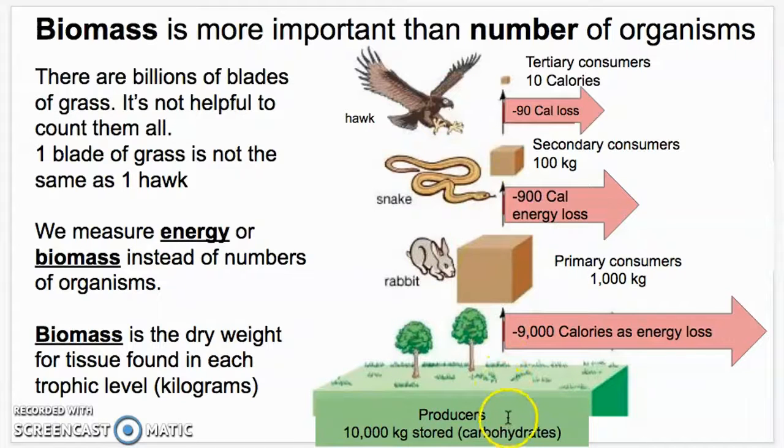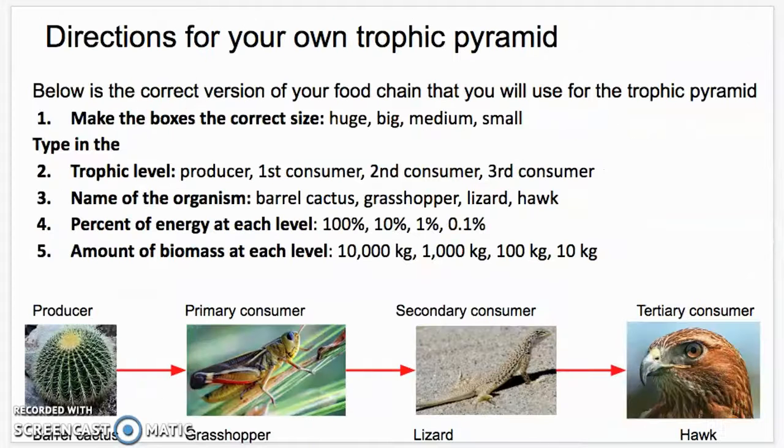And if you notice, these boxes are getting smaller because most of the energy is leaving because of cellular respiration and metabolism. So every time we step up, only 10% of that energy gets passed on. So it's something important to remember when you're making your own trophic pyramid. What it says below is the correct version of the food chain that you'll use for the trophic pyramid.